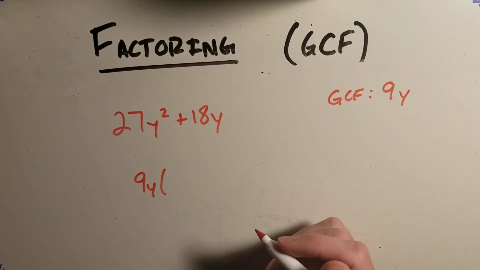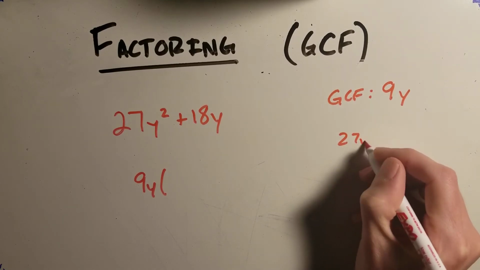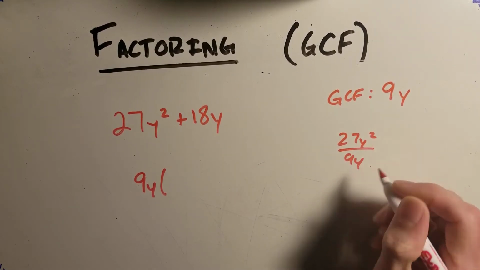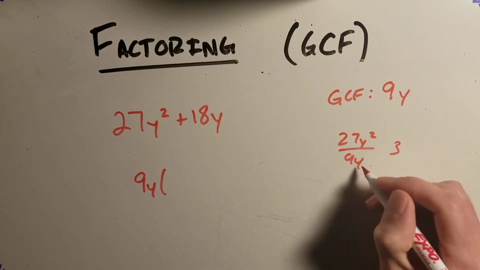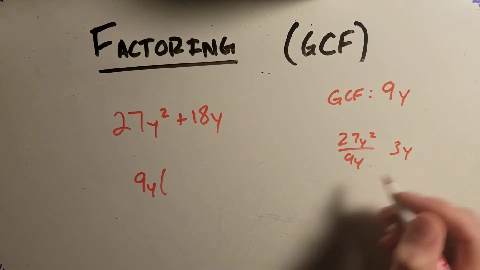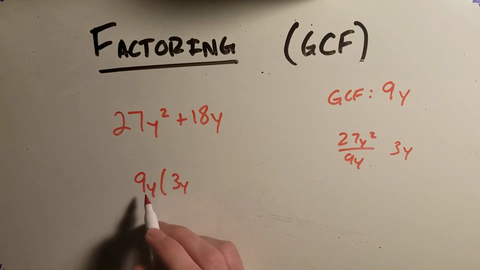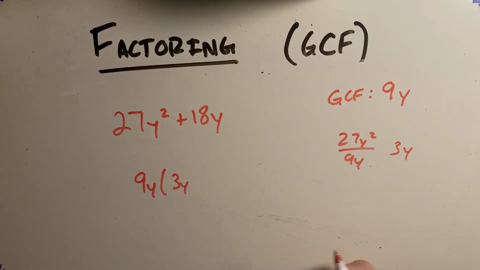So if you can't figure it out in your head at first, you can divide your terms. Divide this term by 9y. 27 divided by 9 is 3. y squared divided by y is y. So you would have multiplied by 3y. 9y times 3y would give you 27y squared.